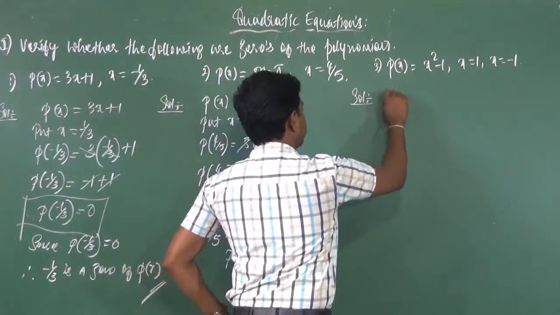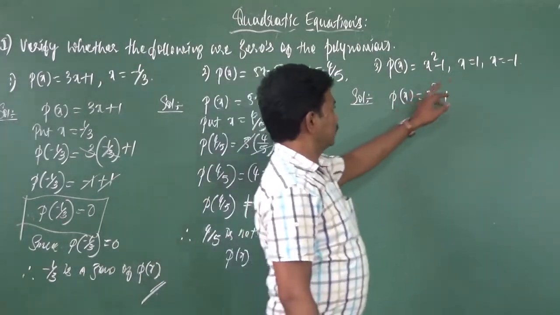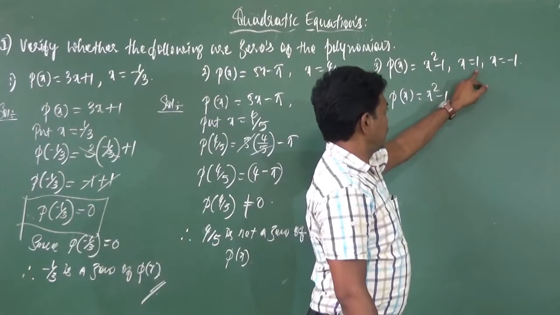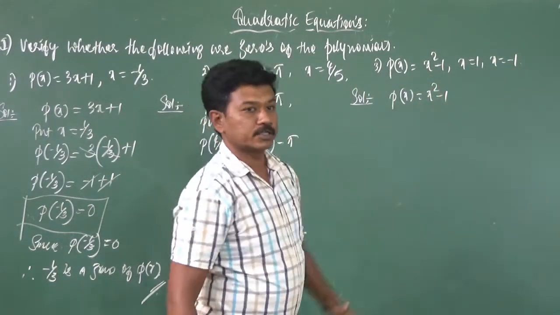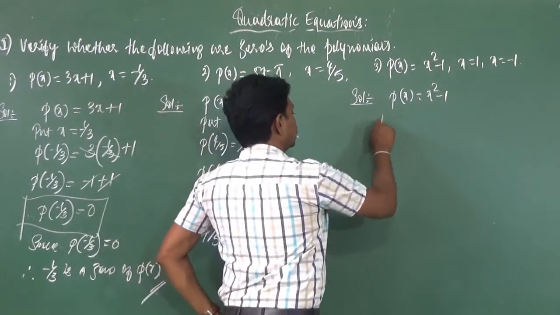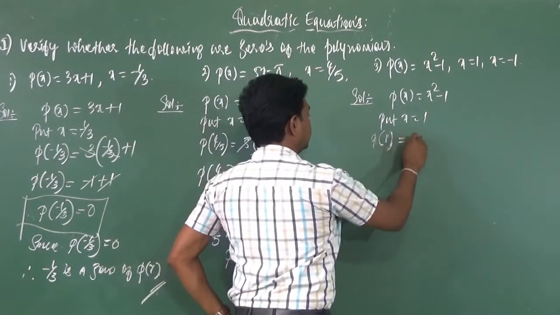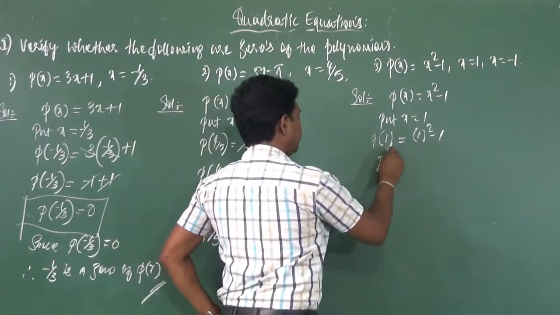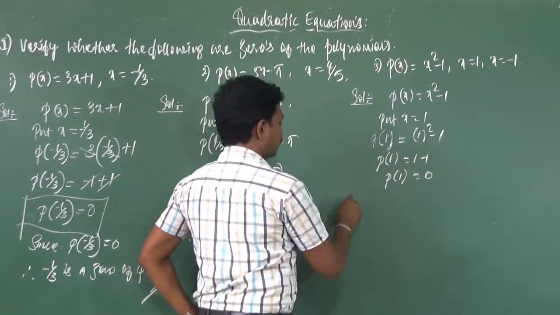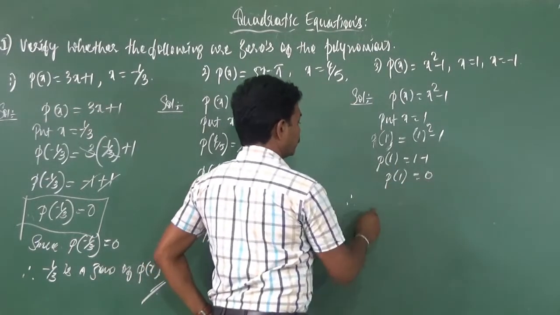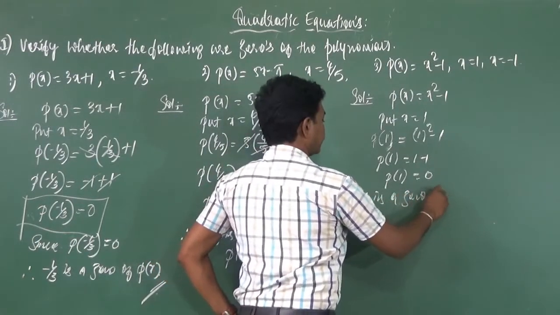Right. So p of x is equal to x square minus 1 is the given polynomial. So you have to check whether x is equal to 1 and x is equal to minus 1 are both zeros of this polynomial or not. Right, let us check out. So put x is equal to 1. So p of 1 is equal to 1 square minus 1. So p of 1 is equal to 1 minus 1. So p of 1 is equal to 0. So therefore as p of 1 has become equal to 0, 1 is a 0 of p of x.